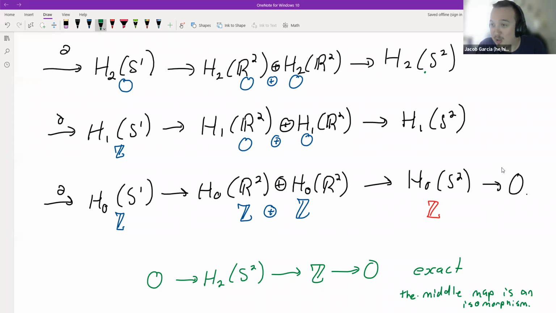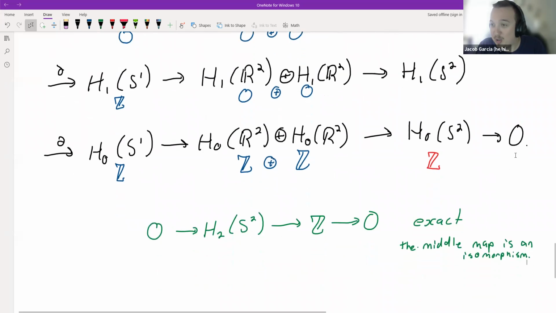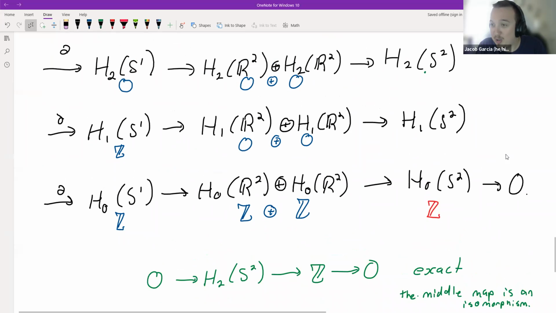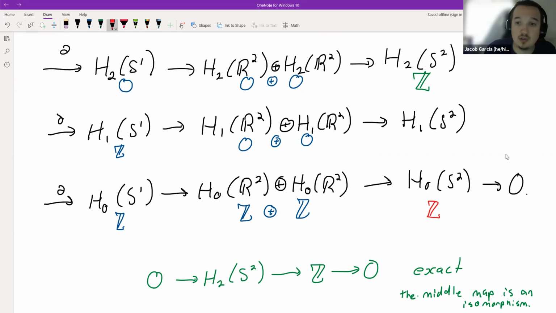So the next kernel, yeah. Okay. So this, going back up here, tells me that this group is just Z, because it's isomorphic to Z. That's what we proved out.